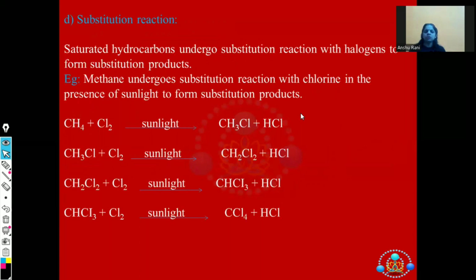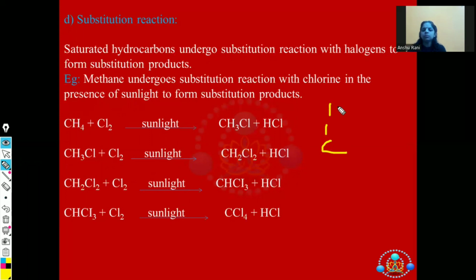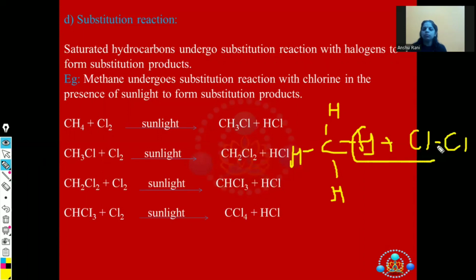Next is substitution reaction. Substitution means a reaction in which a more reactive element displaces another element. Like you are having here methane. In methane, when you are adding chlorine, one of the chlorine atoms will replace hydrogen. You are having methane. Then we are having chlorine. HCl we need to remove and chlorine is added in its place. It will lead to CH3Cl.